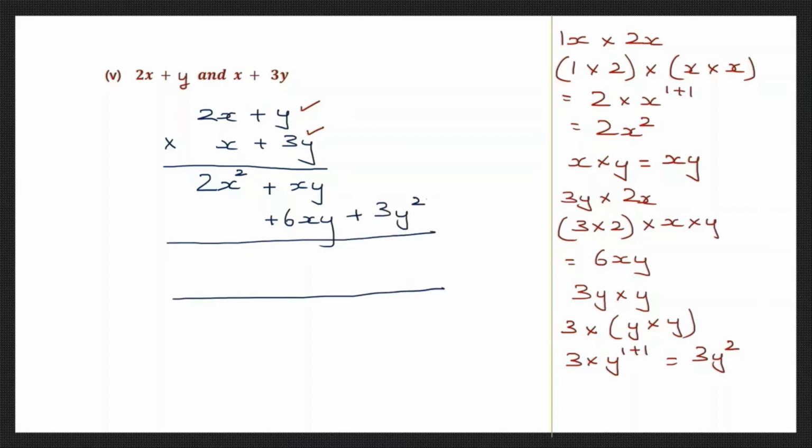Now let's work out the x square. We have 2x square. Now let's go on to the xy column. So this is 1xy. Signs are the same. Put the same sign. And 6 plus 1 is 7xy plus 3y square. So we have 2x square plus 7xy plus 3y square.